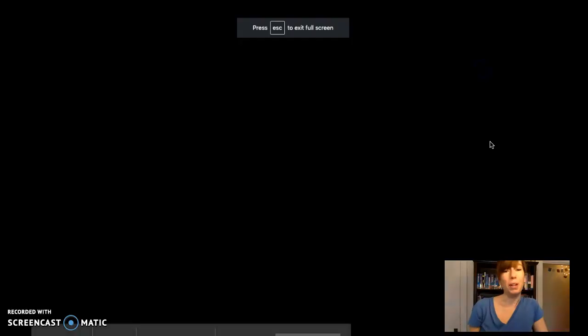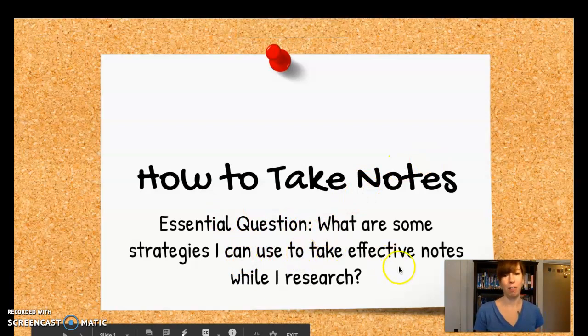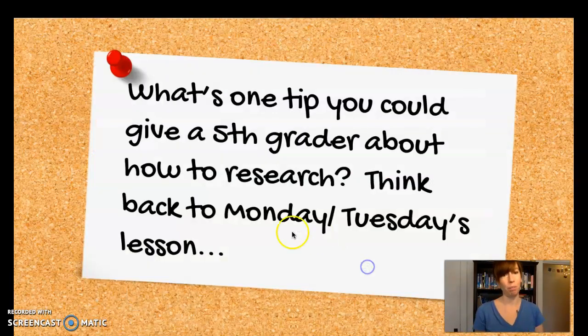How to take notes. Essential question: what are some strategies I can use to take effective notes while I research? What's one tip you could give a fifth grader about how to research? Think back to Monday, Tuesday's lesson. I'll give you a second to think.